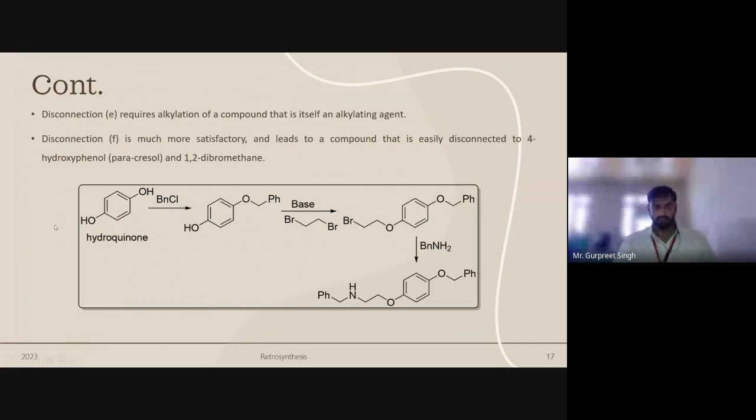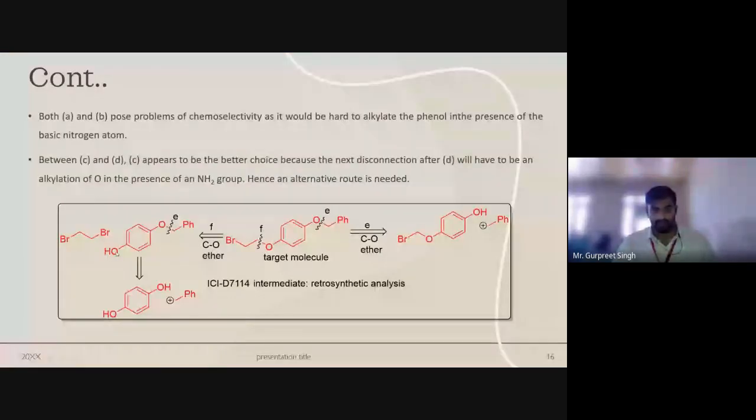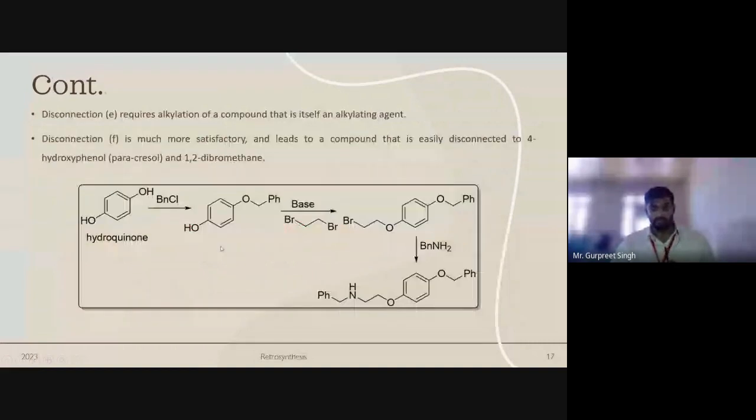First, we take hydroquinone, and then we treat it with benzyl chloride to form this intermediate. We are going to form this intermediate first. So for this, we choose hydroquinone and benzyl chloride, and it will give our required intermediate. Then we treat this intermediate, in the presence of base, with dibromomethane to end up with this intermediate. Finally, we treat it with benzylamine, and then it will give you your target molecule.